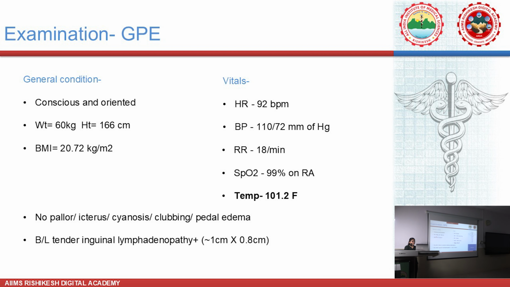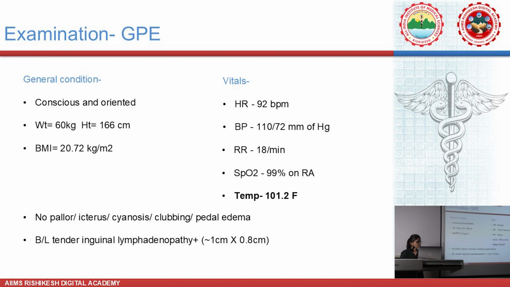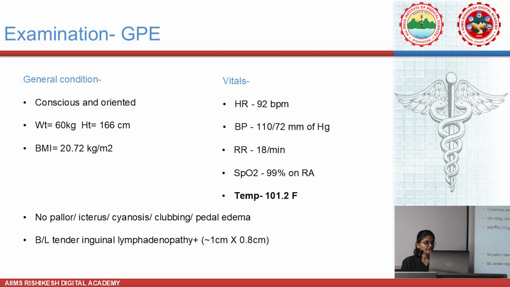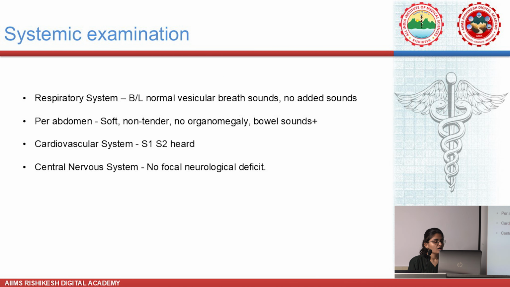Following this, general physical examination was done. The patient was conscious and oriented, and the vitals were stable at the time of admission with a temperature of 101.2 degrees Fahrenheit. There was no pallor, icterus, cyanosis, clubbing, or pedal edema. However, bilateral inguinal lymph nodes were palpable and tender. All the systemic examination was within normal limits.